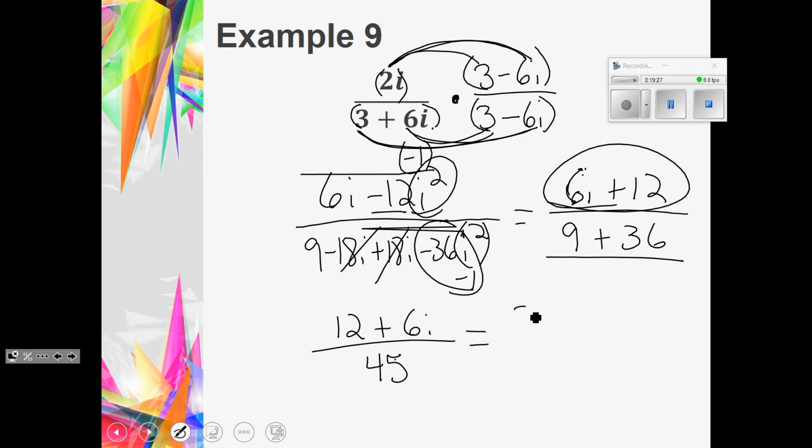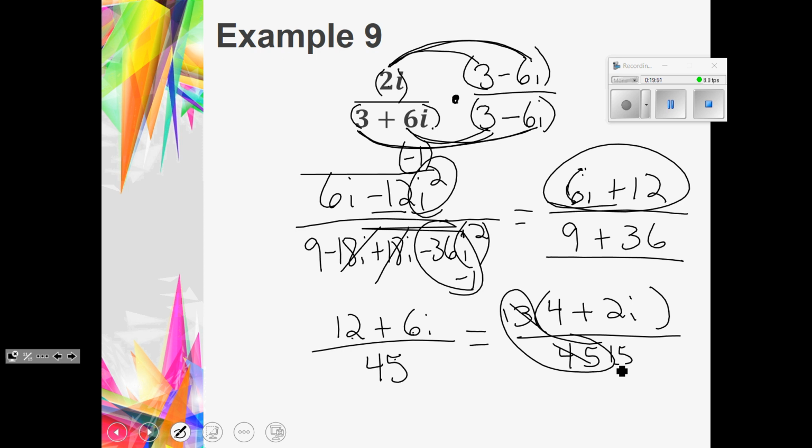I'm just going to take a 3 out, because I know that's what's going to go into 6, 12, and 45. It's 3. So I'm going to take a 3 out of the top, and I'm going to be left with 4 plus 2i over 45. And now that these are on the outside, I can simplify 3 over 45. And that becomes a 1, and that becomes a 15. So my final answer is 4 plus 2i over 15.